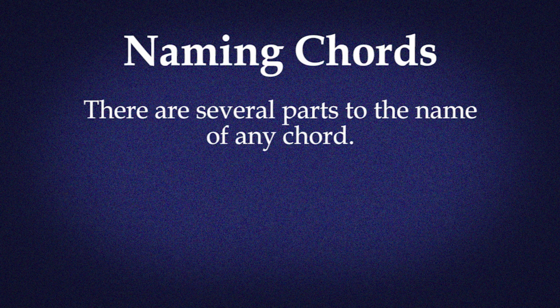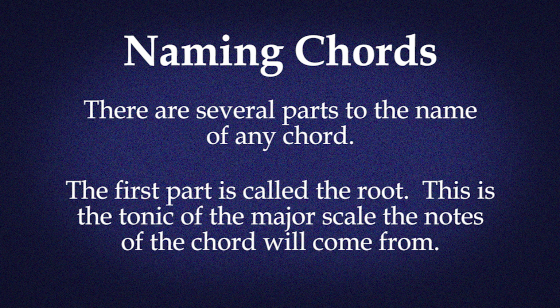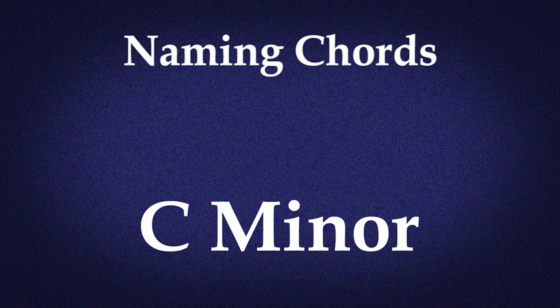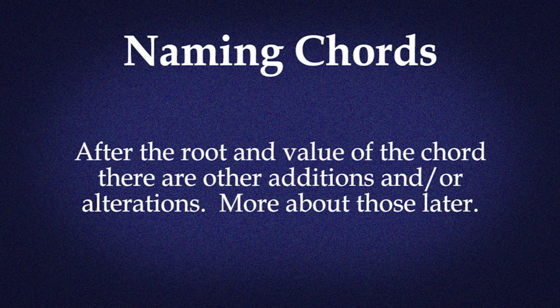There are several parts to the name of any chord. The first is the root. This is basically the tonic of the major scale the notes of the chord will come from. The second part of the chord's label will be its value. This will tell us what type of chord it is. So, for example, in a C minor chord, the C is the root of the chord, and minor is the value of the chord. Past that, there are additions and alterations which we'll get into later.